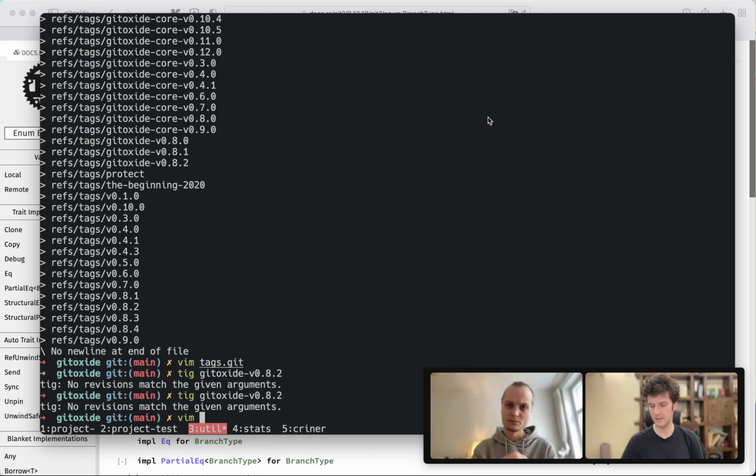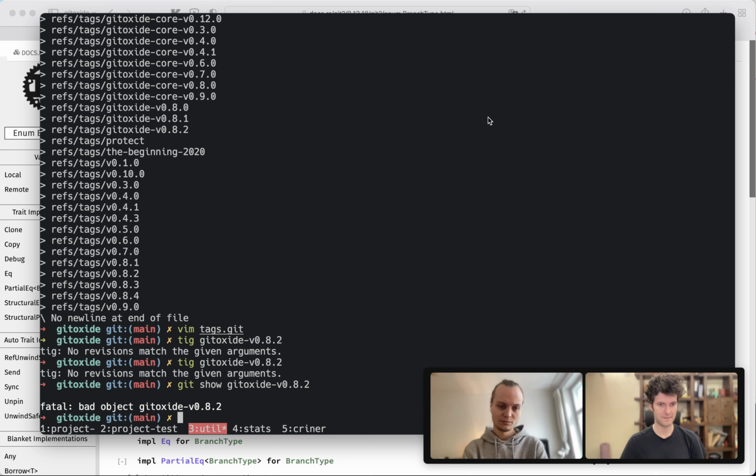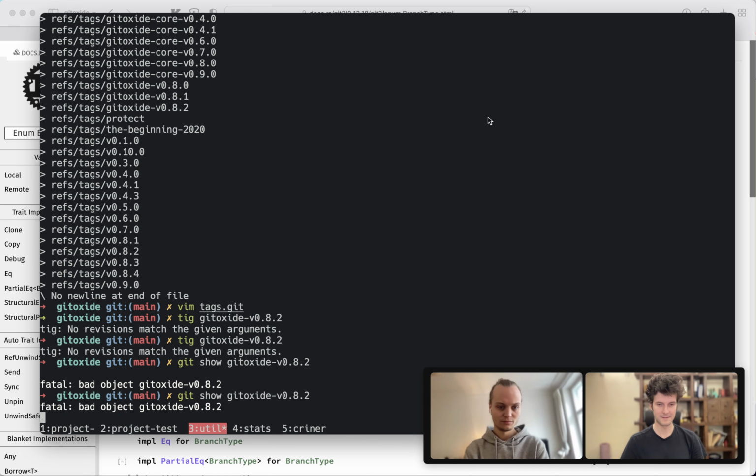So this might be, maybe, let's check, because look at this, huh? That's a bad object. So Git actually checks for valid objects and filters by that. And we also don't do that. And that's interesting because now Git tag is relatively high level. So should we expose that or not?